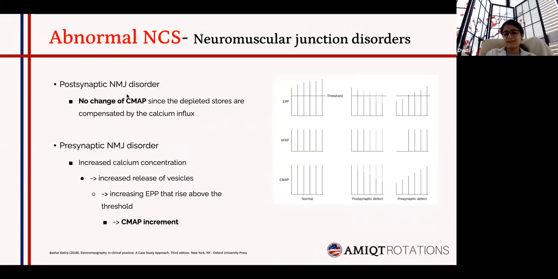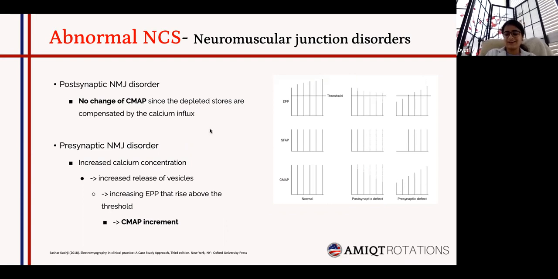In a post-synaptic disorder like myasthenia, this also doesn't matter. This end-plate potential is always above the threshold, and we get no change in CMAP. Whereas in a pre-synaptic disorder, with increasing calcium concentration, we will get increased release of vesicles. The end-plate potential will slowly rise, and at some point it will rise above the threshold. So we'll get a CMAP increment.